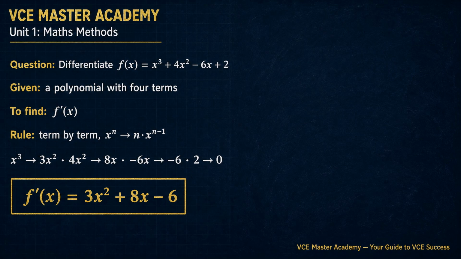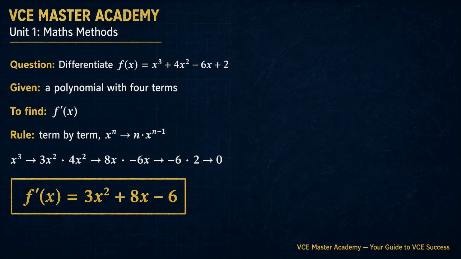Second example, the exact polynomial from the last board. 4 terms, waiting in a queue. We want the derivative of the whole thing. The plan, visit each term, apply the rule, keep the signs. Term 1, x cubed. 3 jumps down, power drops. 3x squared.